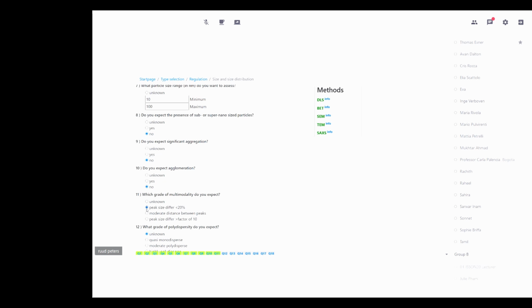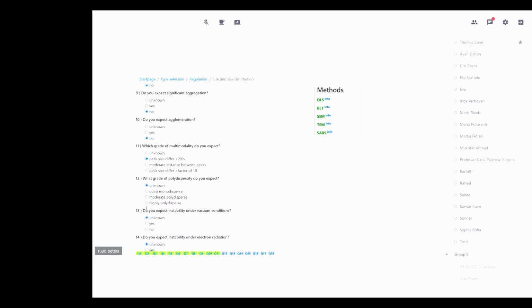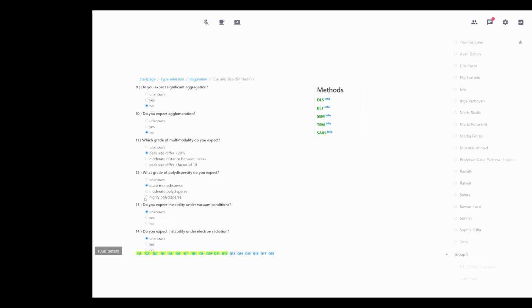Multimodality, just having two peaks in the size distribution, if that is close together, that's no problem. Moderate is also no problem, but if the peak size is different, again, DLS and SAXS run into difficulty in determining the peak size, and so they are turning red. Polydispersity may also be a problem, and not here, but highly dispersible materials are problematic in SAXS determination, and so therefore that one is turning red again.